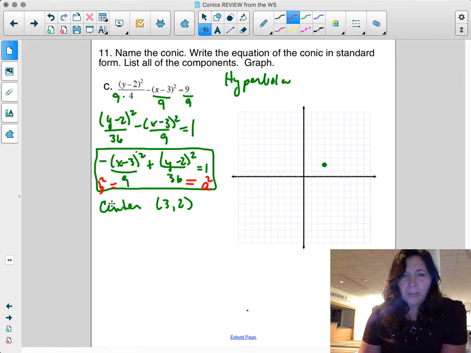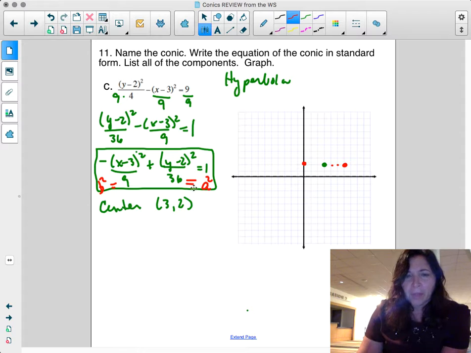So what we're going to do is in the x direction, I'm going to go the square root of 9, which is 3. So 1, 2, 3. And 1, 2, 3, and you would need to label these points. Like you would say that's 0, 2, etc. And those are the endpoints. In the y direction, I'm going to go 6, 2, 3, 4, 5, 6. I'm going to go 6 up and 6 down.